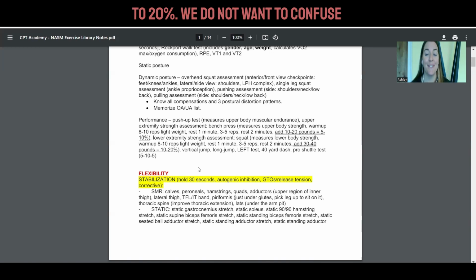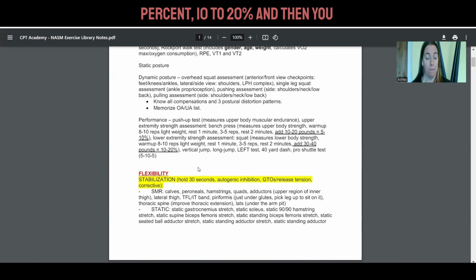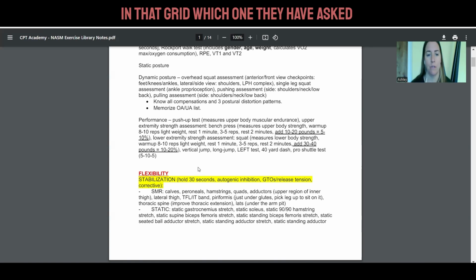We do not want to confuse a 10 to 20 pounds increase for the bench press with a 10 to 20% increase for the squat. Okay, so just think of them in lines: 10 to 20 pounds, 30 to 40 pounds, 5 to 10%, 10 to 20%. And then you can just figure out in that grid which one they have asked you.